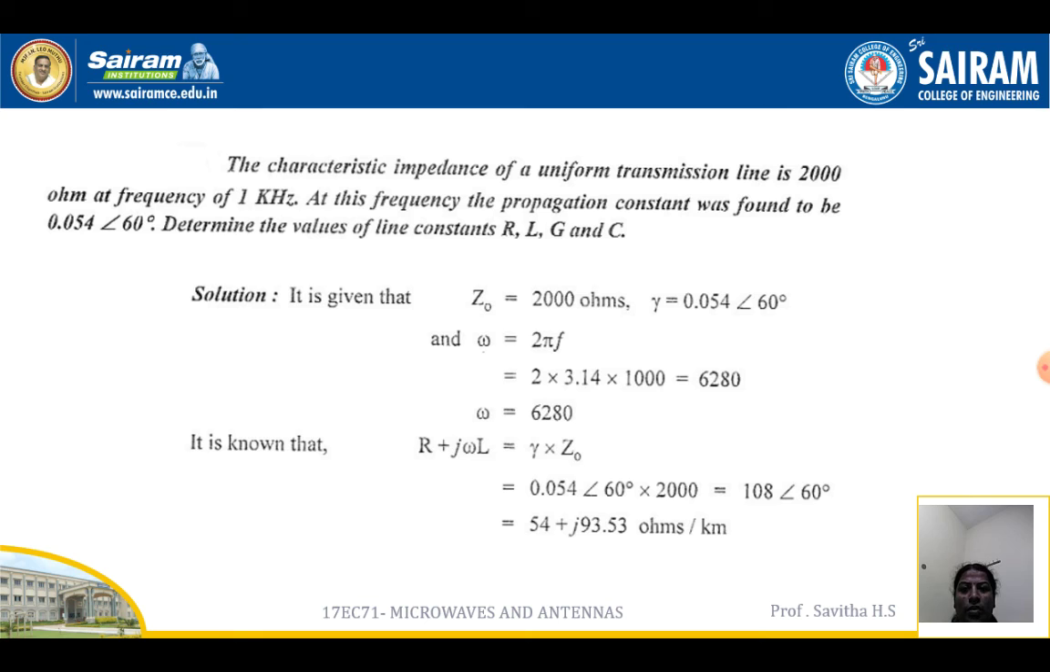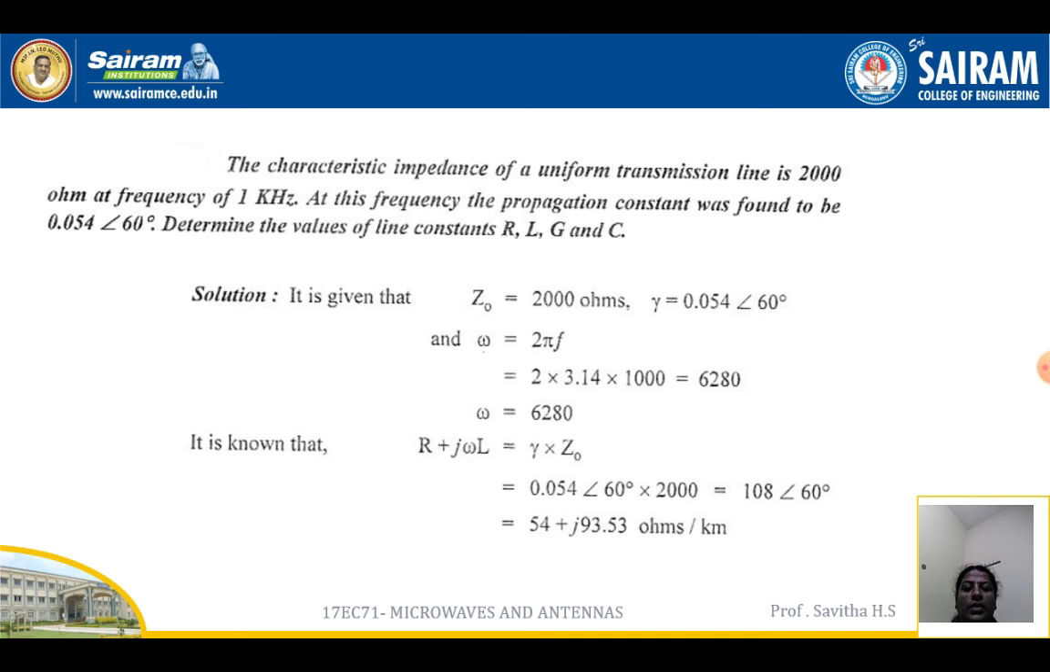A characteristic impedance of a uniform transmission line is 2000 ohms at a frequency of 1 kilohertz. In this problem, they have given the propagation constant value, that is 0.054 ∠60 degrees, and they asked to find only the primary constants, that is R, L, G, C. So we are given that Z0 is equal to 2000 ohms and gamma is equal to 0.054 ∠60 degrees. And omega is equal to 2πf. So if I calculate the value of omega, it is 6280.